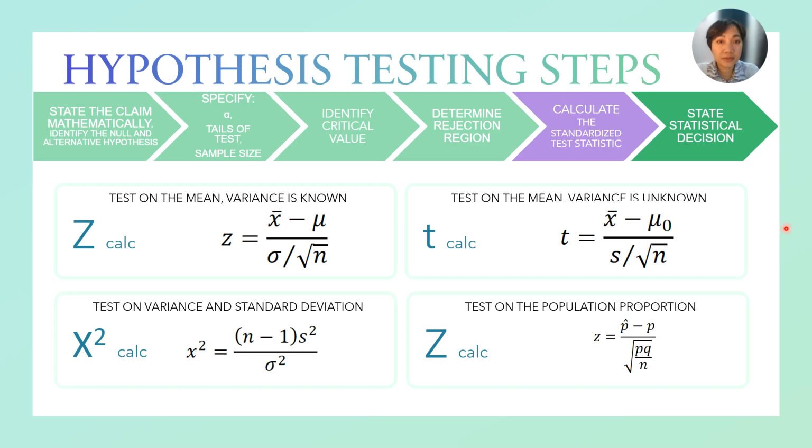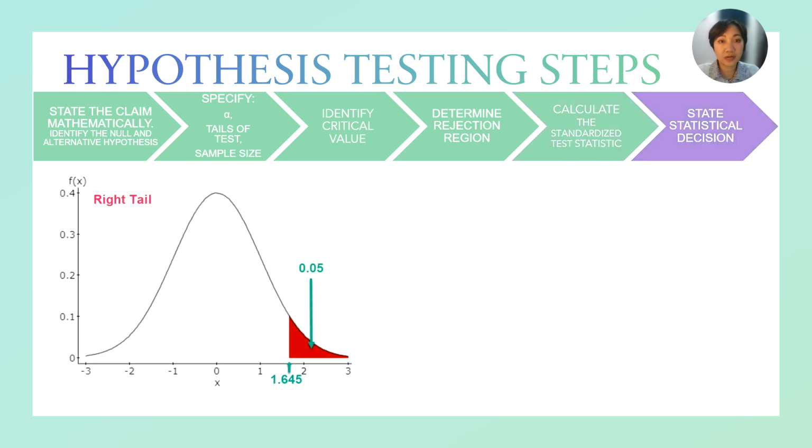The value coming from this formula is what we call the z calculated or the t calculated or the chi-square calculated. Formally, in statistics, we call this the standardized test statistic. And whatever value you get, you will compare that to your critical value. Finally, the last step, based on all the steps that we did, we will conclude if we're going to reject or not reject the null hypothesis.